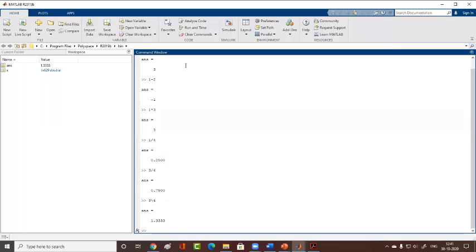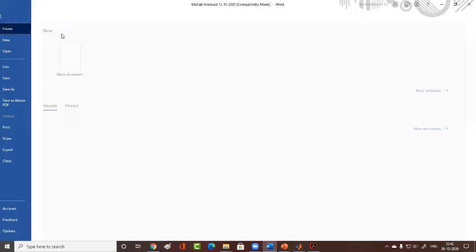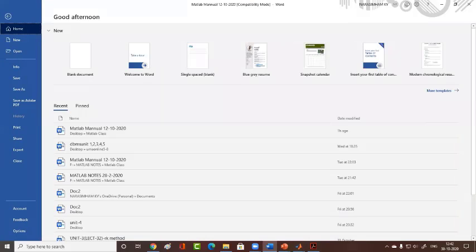Now you should know the difference between these two: 3 divided by 4 and 3 backslash 4. What is the difference between these two? I will explain. I will take a blank.